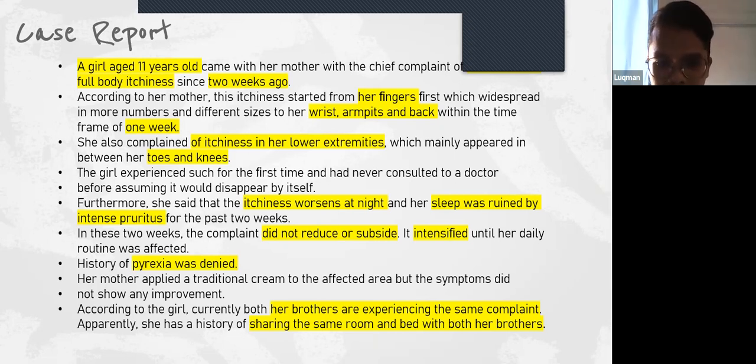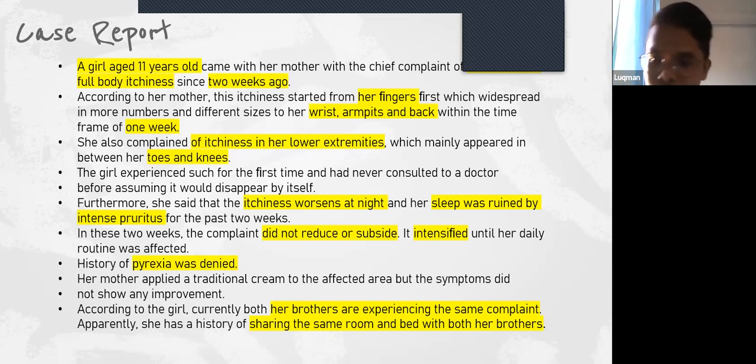The girl experienced this for the first time and had never consulted a doctor before, assuming it would disappear by itself. Furthermore, she said that the itchiness worsened at night, which is the symptom mostly exhibited by classical scabies. And her sleep was ruined by the intense pruritus for the past 2 weeks. In these 2 weeks, the complaint did not reduce or subside. It intensified until her daily routine was affected.